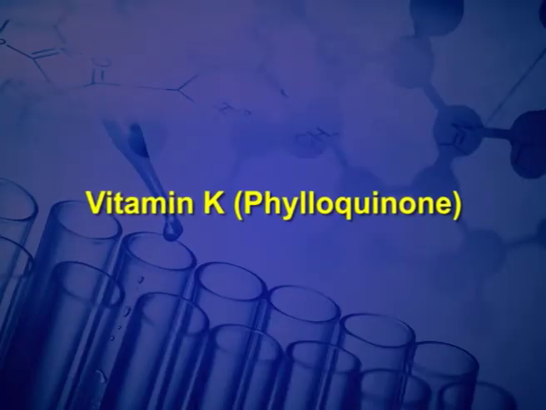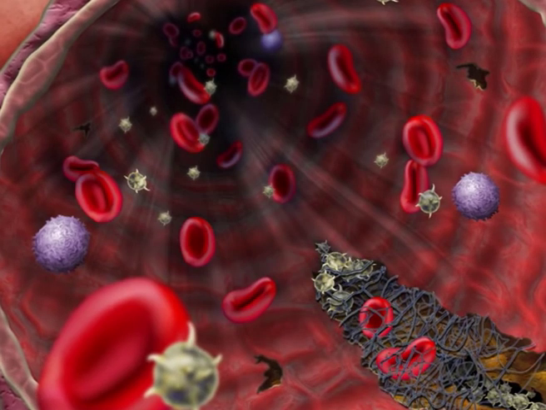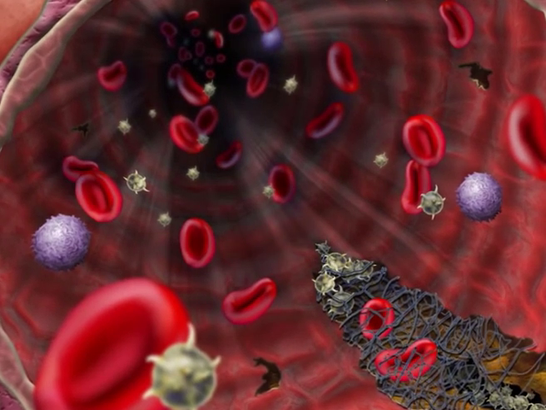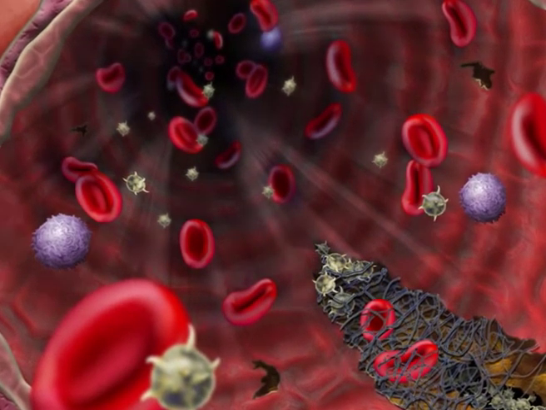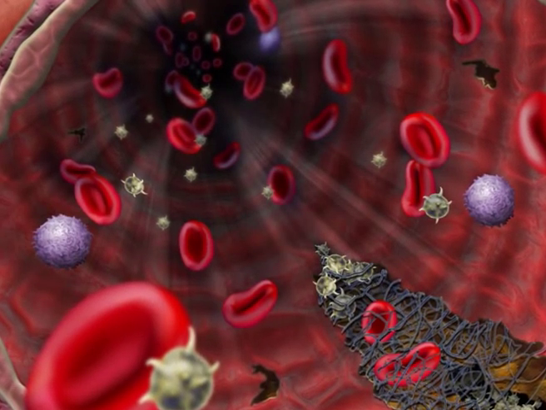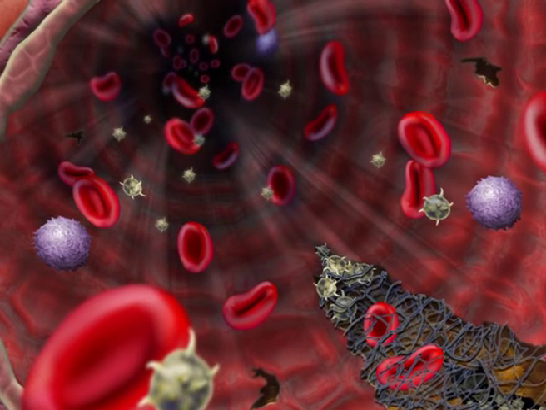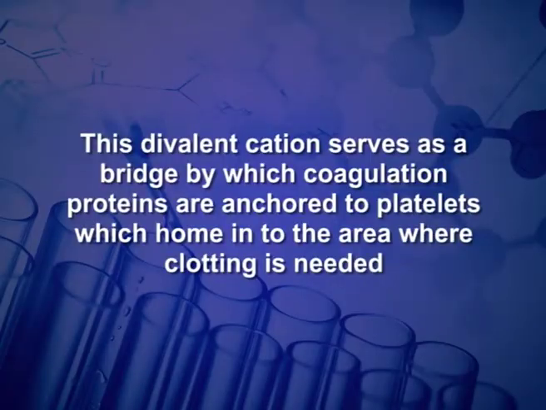Now let's move towards the next vitamin, that is vitamin K, phylloquinone. Vitamin K serves as a coenzyme in an important post-translational modification of some blood coagulation proteins. In this reaction, glutamate residues are carboxylated to their carboxyglutamate form, which binds calcium. These divalent cations serve as a bridge by which coagulation proteins are anchored to platelets, which home in to the area where clotting is needed.